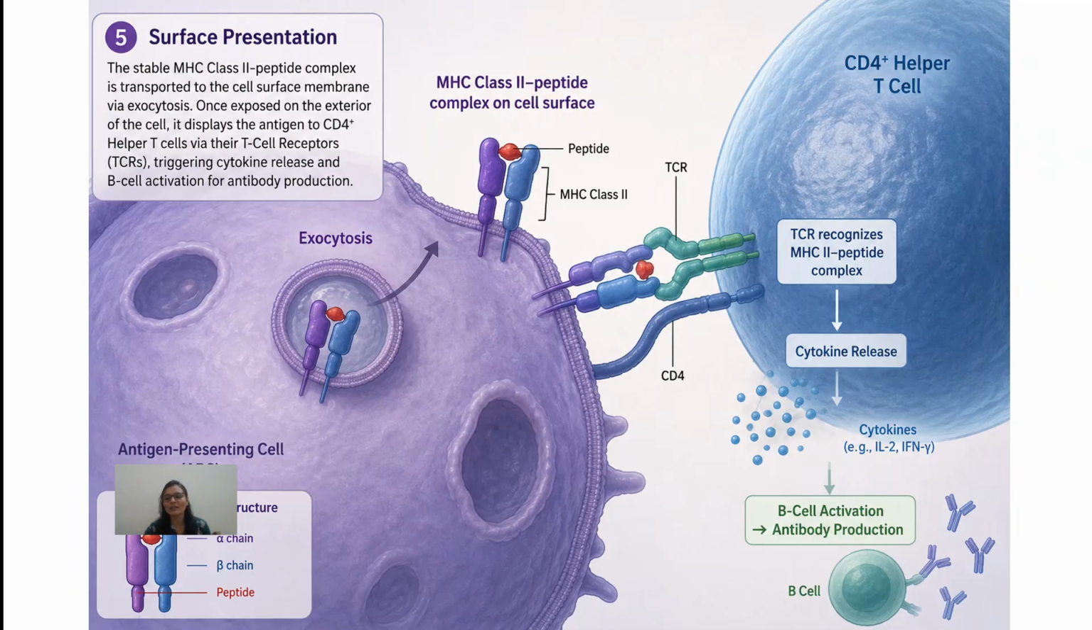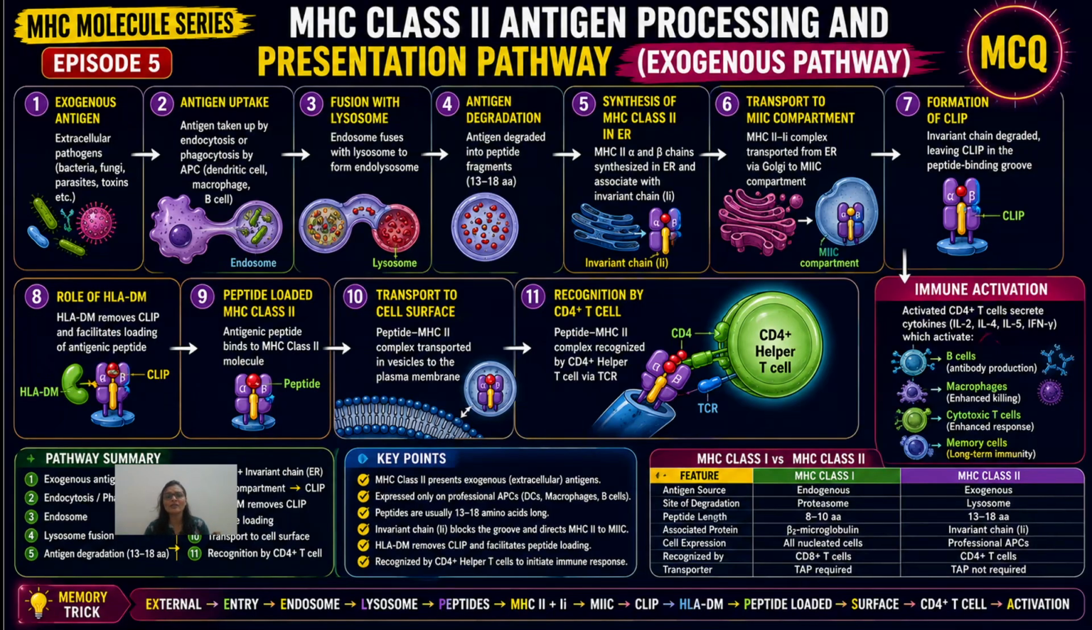According to that, B cells produce more plasma cells and memory cells, and the plasma cells secrete antibodies. Similarly, it also activates more macrophages to enhance the phagocytosis process, and it also activates T cytotoxic cells. So this is the exogenous pathway, how it runs.